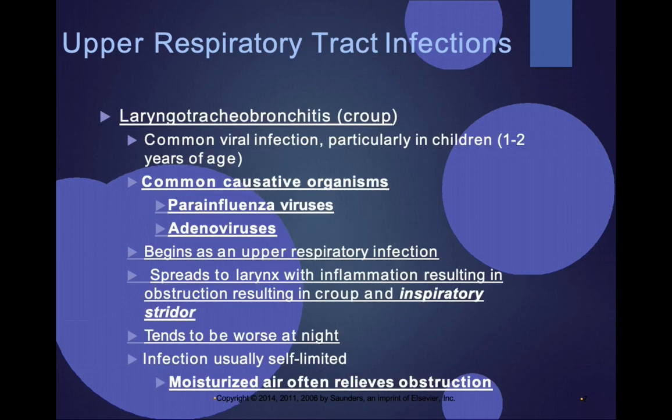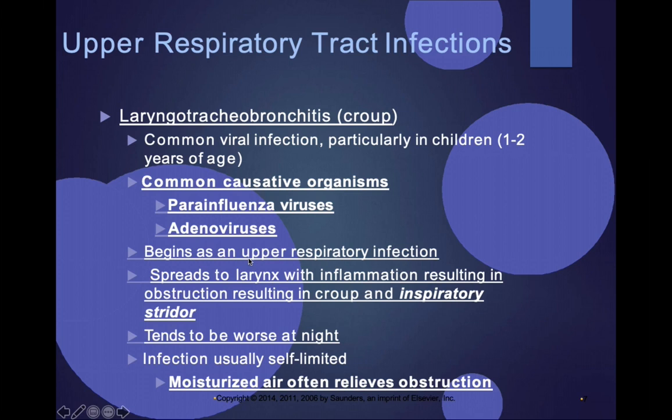Now, laryngotracheobronchitis, this is known as croup. I had this growing up. My older son had it when he was younger. It's a common viral infection in young kids, particularly 1 or 2 years of age. I believe my son was 2 when he got it, and as he grew older, he just kind of grew out of it. The common causative organisms here are the parainfluenza viruses and adenoviruses.